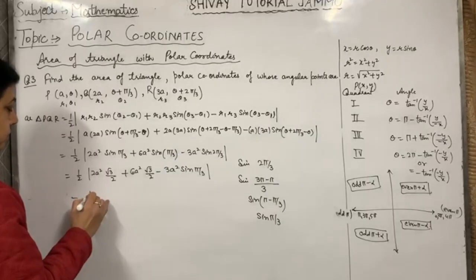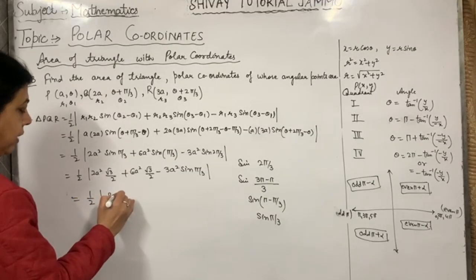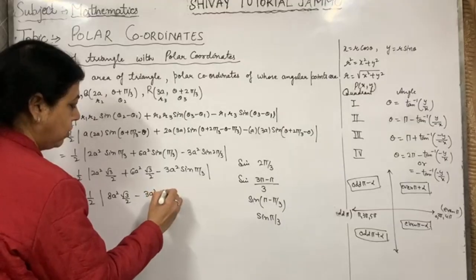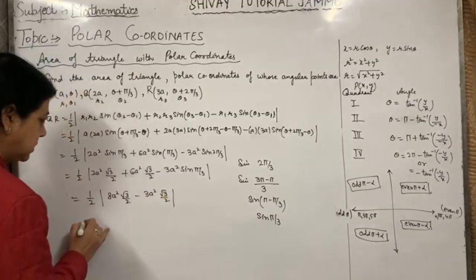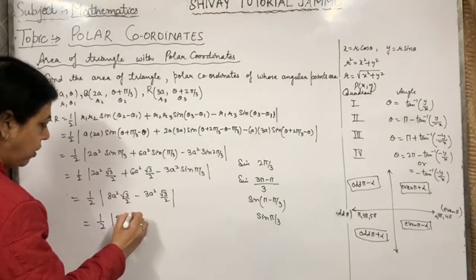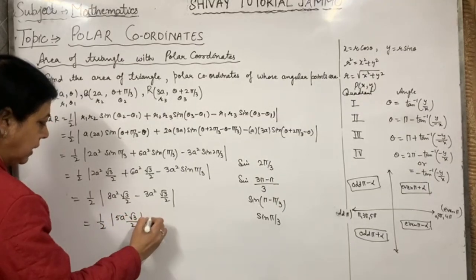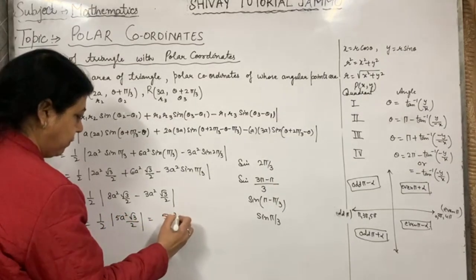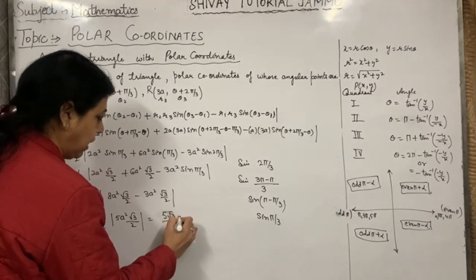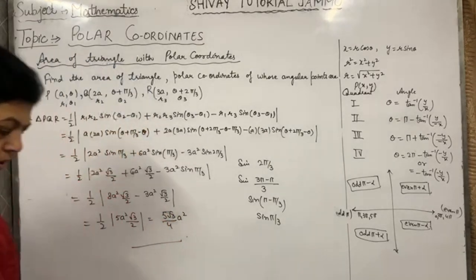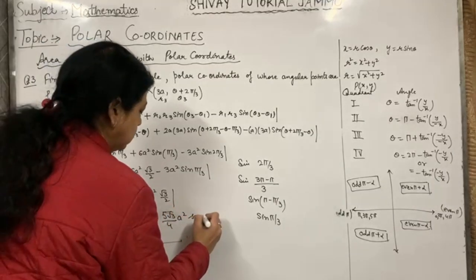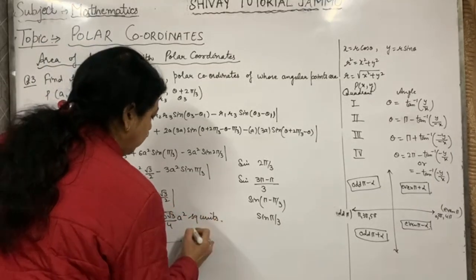This will become half 8a square root 3 by 2. 3a square root 3 by 2. This will become 5a square root 3 by 2. And the answer will be 5 root 3 by 4a square. This will be your answer. And square units, I will write it with square units.